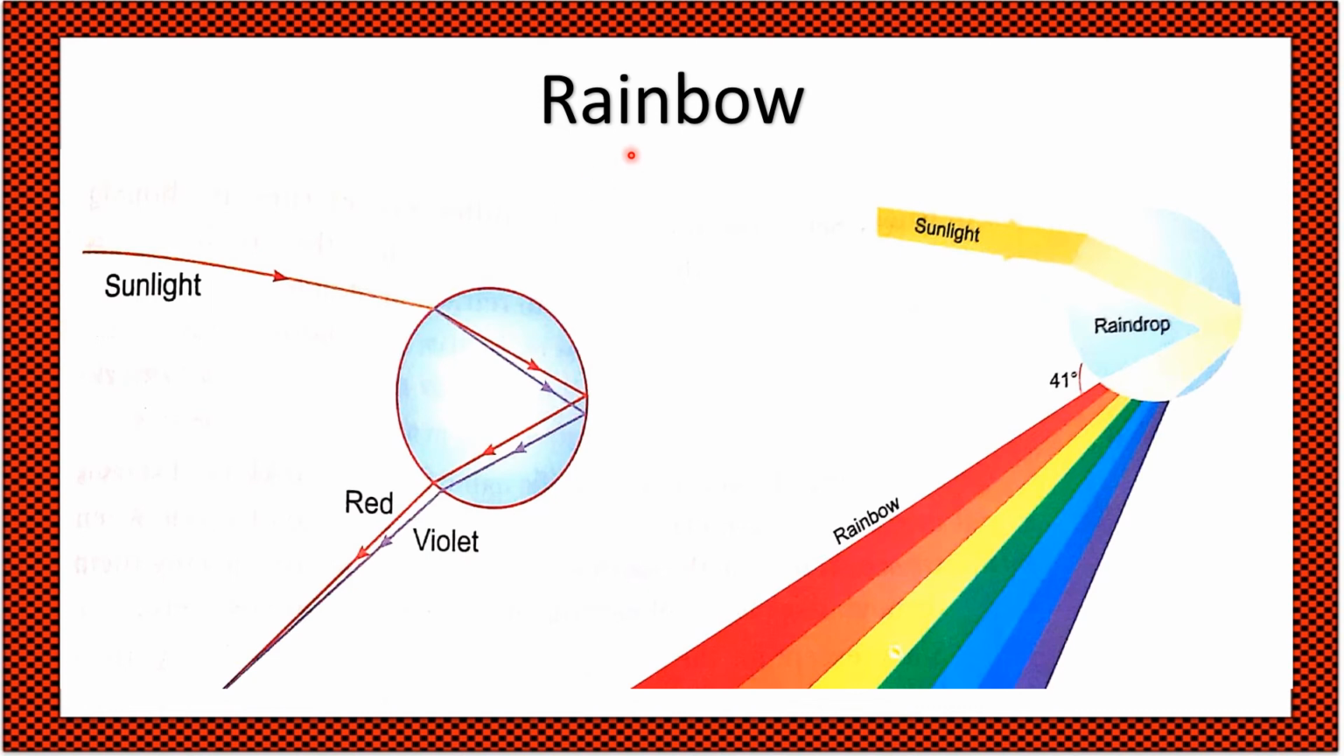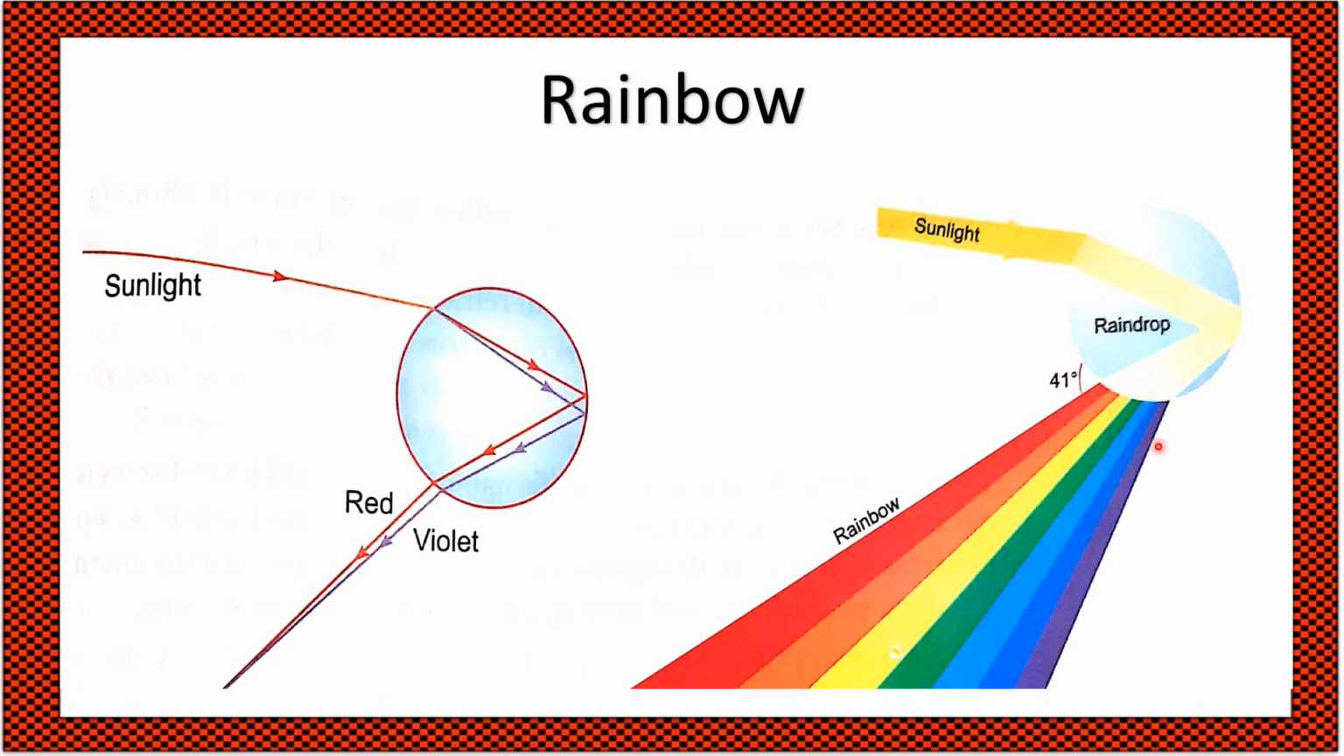Let us learn the formation of a rainbow after rainfall. When sunlight falls on water drops suspended in air, the sunlight is refracted. The refracted sunlight splits into its 7 constituent colors. So water drops suspended in air behave as a glass prism. This part acts as a glass prism, and when sunlight falls on these water droplets, it gets refracted and splits up into 7 constituent colors.